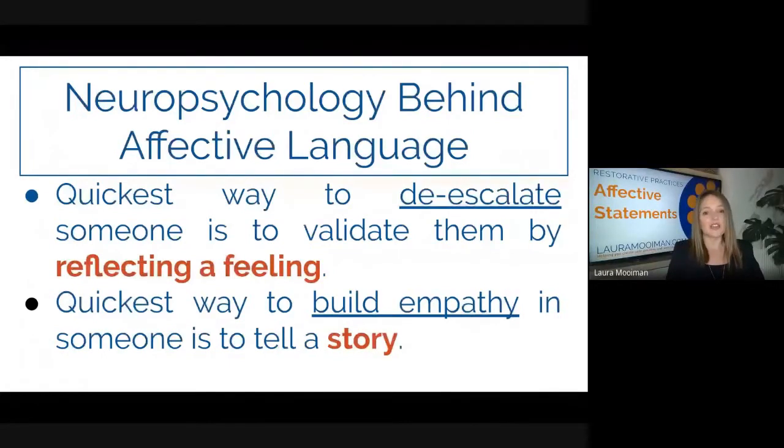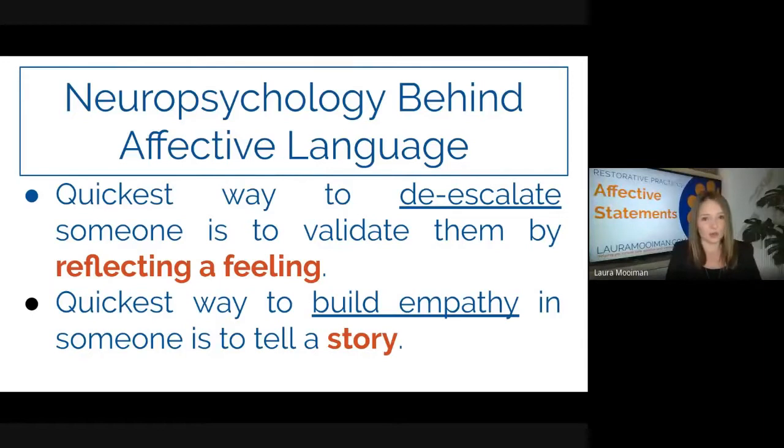And then the quickest way to build empathy in someone is actually to tell a story. And I think that's so interesting. So that's why a lot of really great speakers are storytellers. And parables work, right? That's how we learn the best. I always perk up when someone's going to tell a story. So the quickest way to build empathy is to tell a story.